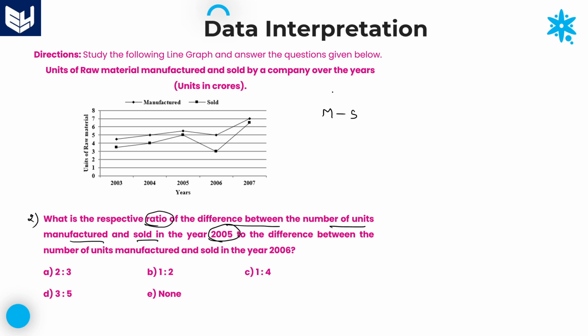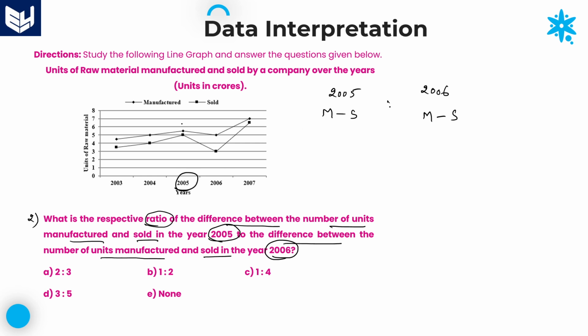For the year, the first one is 2005, whereas the second one is the difference between the number of units manufactured and sold in the year 2006. The second one is 2006, difference between manufactured and sold. Whereas coming to 2005, the manufactured and sold difference. First 2005.